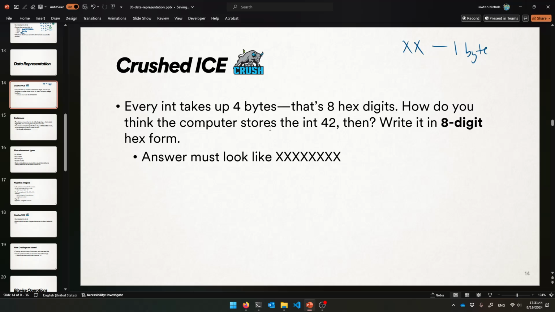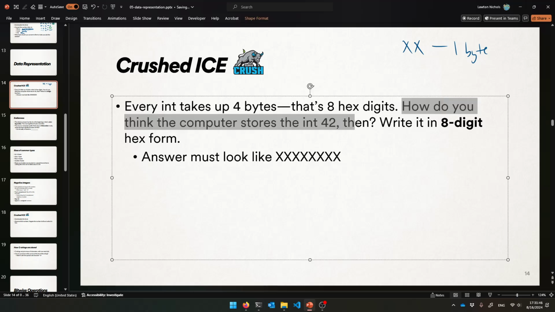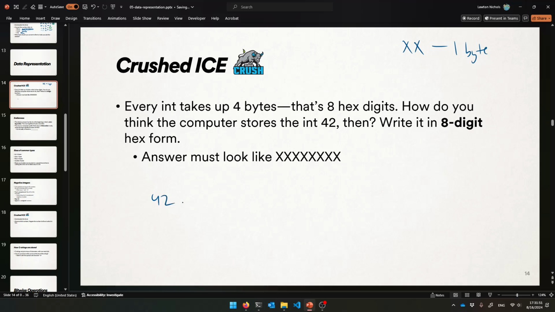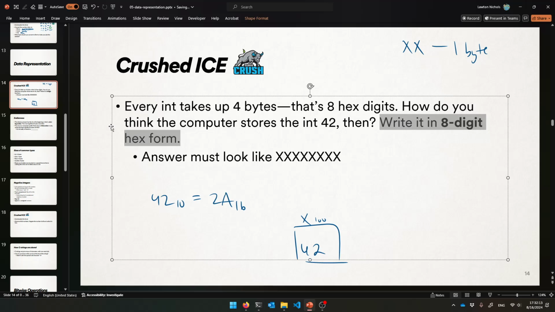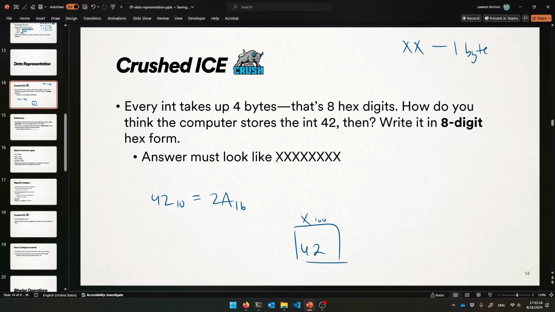All right. How do we think the computer stores the integer 42? Because 42 in base 10 is 2a in base 16. This is a question for you to ponder. If we have a variable sitting at a certain address, like address 100, it holds 42 as an int. It's 4 bytes holding 42. How would you store it inside of a computer? Write it down in 8-digit hex form. So your answer needs to look like this. How would you do it? What do you think it would look like?